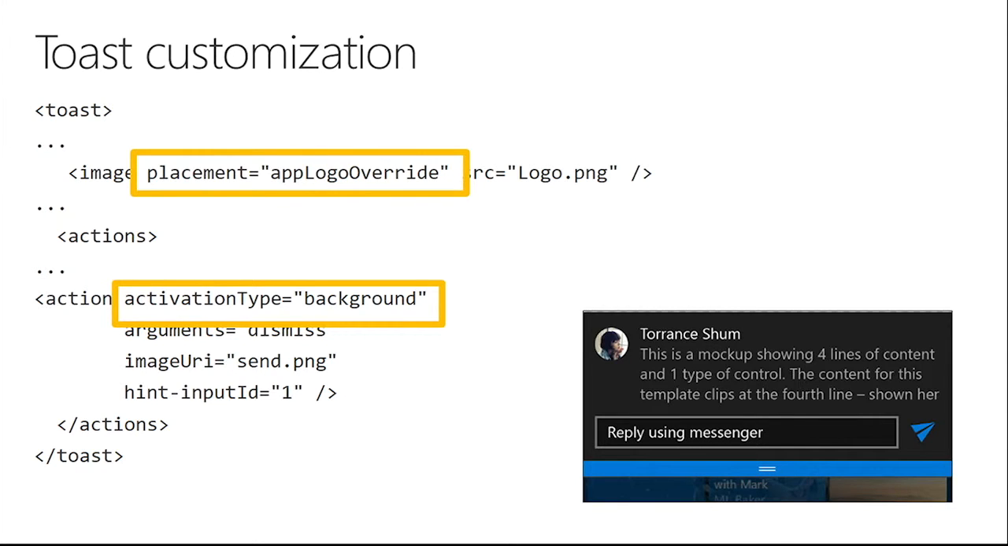Now this is an example of activation type background. So here we're going to launch a background task to respond to whatever the user enters into the text box. Which again, from the user's point of view, is not interruptive because we're running some code in the background now. So your app can then handle whatever they've entered into the toast, and great stuff happens.